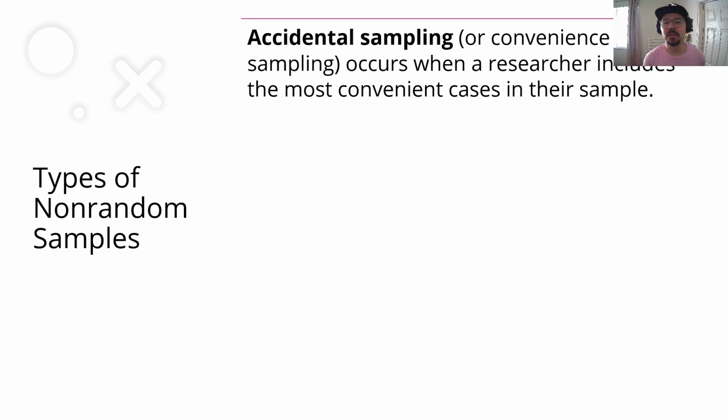sampling, sometimes called convenient sampling. And this occurs when a researcher includes the most convenient cases in their sample. As one great example of this, if I want to learn about the culture of MSJC, then I might survey students in my classes, right? That's a convenience sample. Is it necessarily reflective of the larger population of MSJC students?